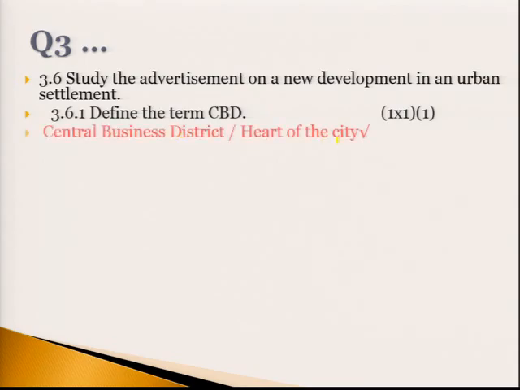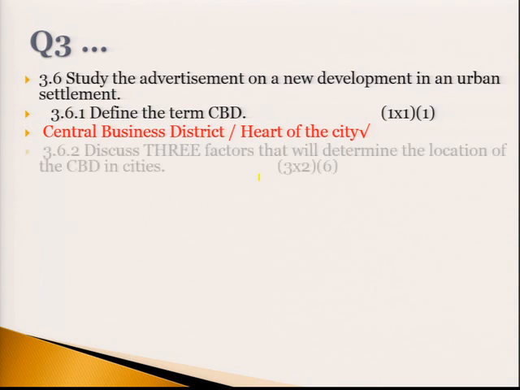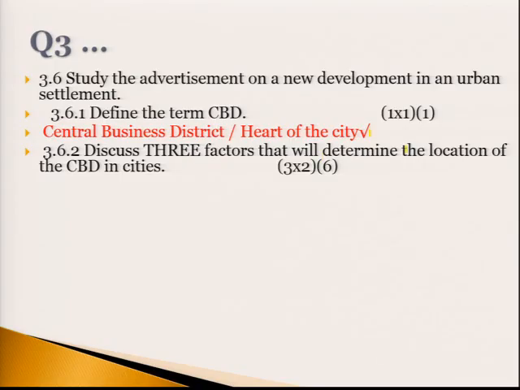We will deliberate on that. Study the advertisement of the new development in an urban settlement. Define the term CBD. What do you mean by CBD? Central Business District, or could also say the heart of the city. It's 1 mark. Discuss 3 factors that will determine the location of the CBD in the city.